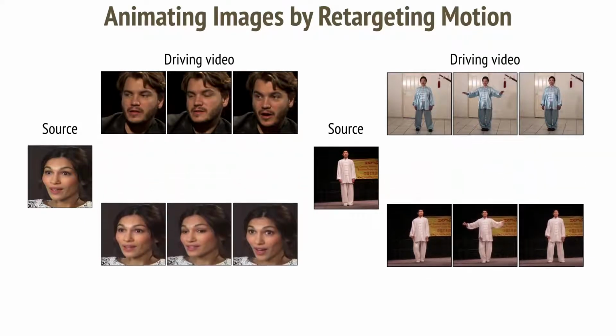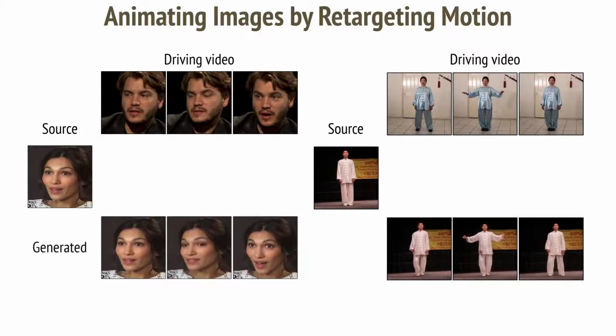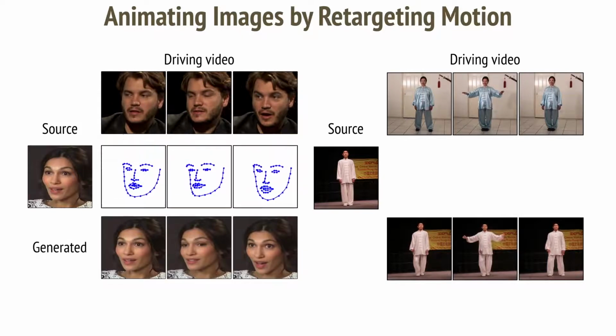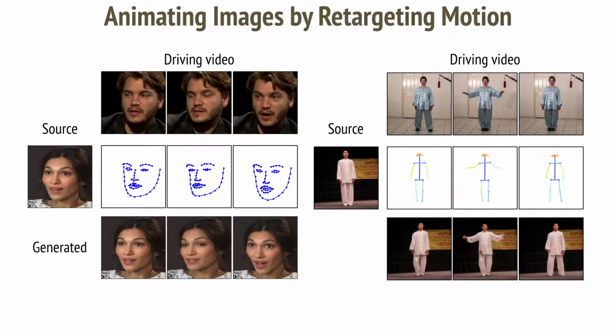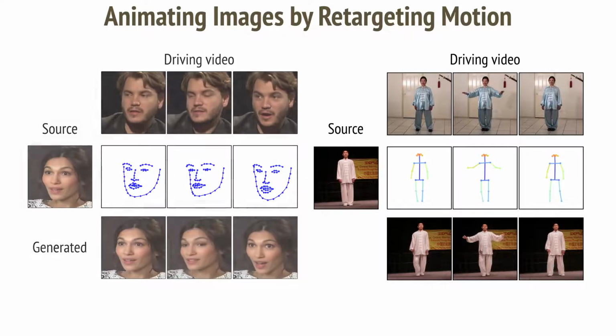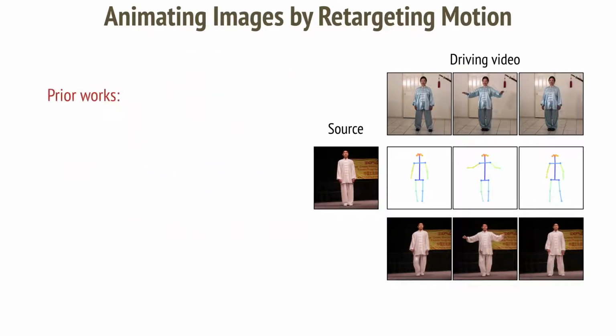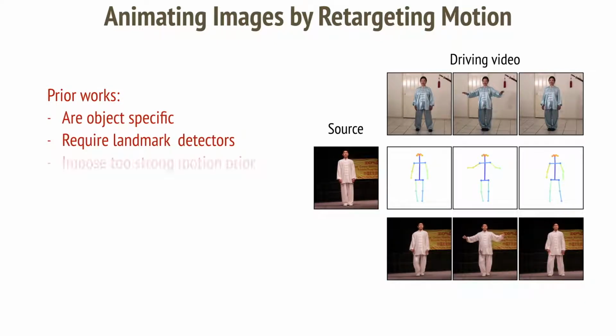Prior works approach the problem by using object-specific priors. This unfortunately works only for objects for which such priors are available, such as human bodies or faces. This is, however, often not true in reality. Such methods also require pre-trained landmark detectors that are object-specific and impose a very strong prior that transfers appearance along with the motion.